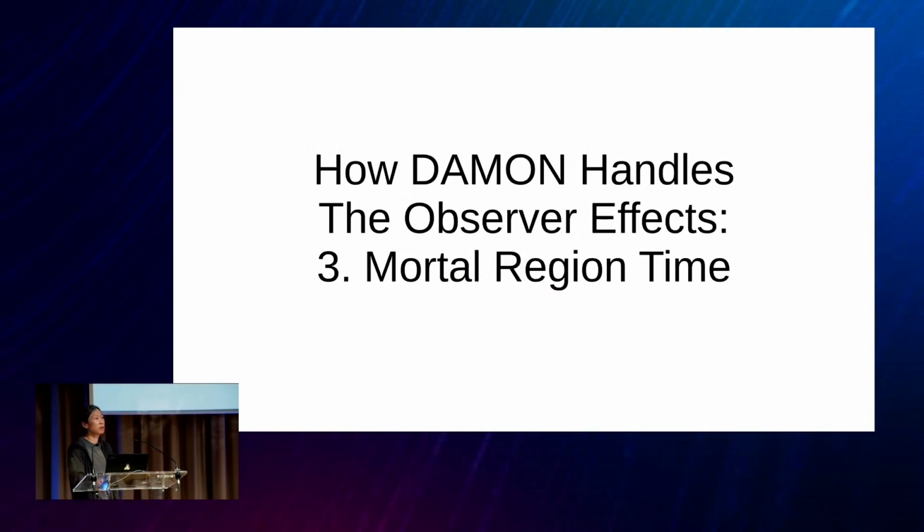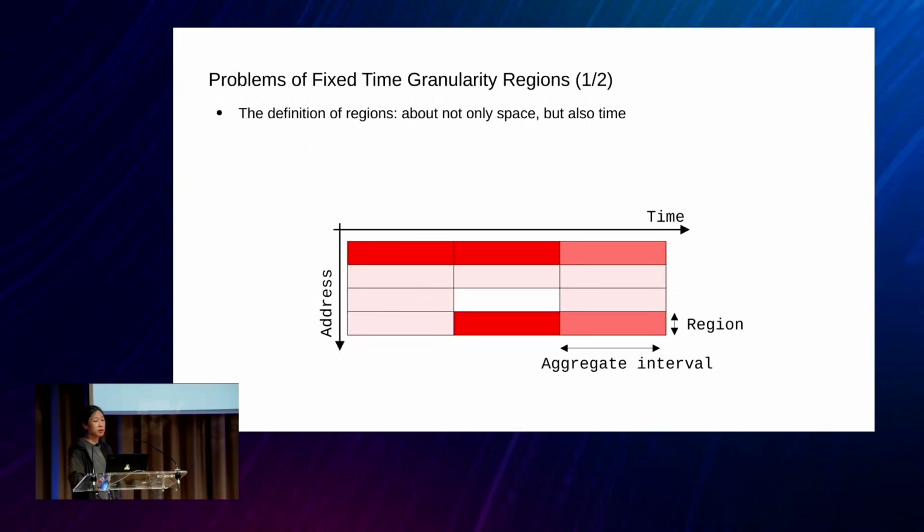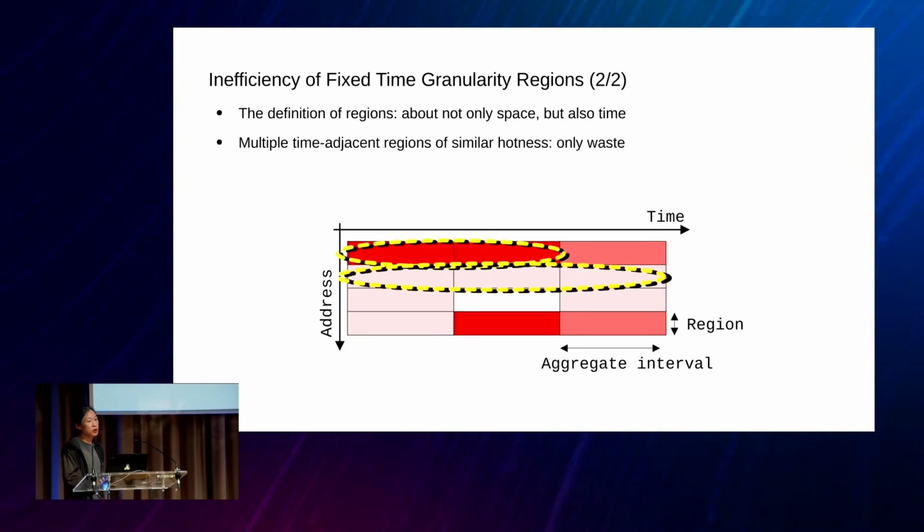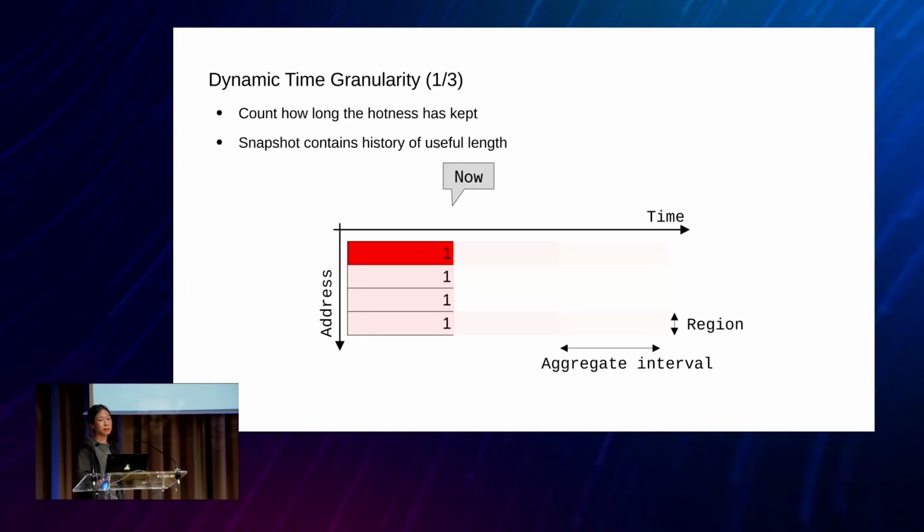And we still find more room to improve here, because the definition of the region was not only about space, but it was also about time. And from this example visualization, we can see some inefficiencies in terms of time. There are multiple time-adjacent regions of similar hotness. These are also only waste, and therefore we optimize this by utilizing yet another counter that tracks how long the current hotness has been kept.